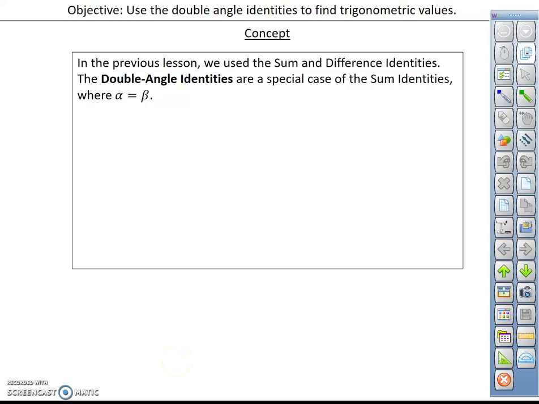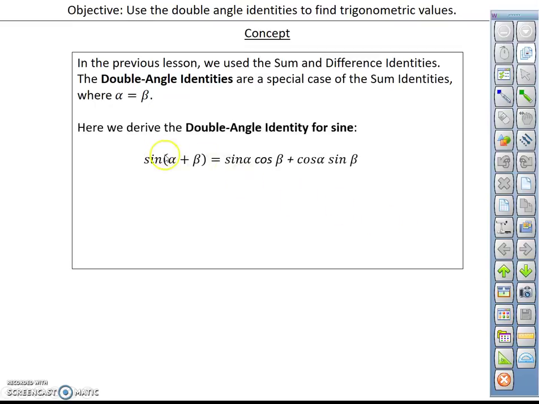Welcome. This lesson is going to be on double angle identities, and we're going to first talk about where our double angle identities come from. So we've already learned about the sum and difference identities, and the double angle identities are a special case where the two angles, alpha and beta, are the same angle. So here we're looking at deriving the double angle identity for sine.